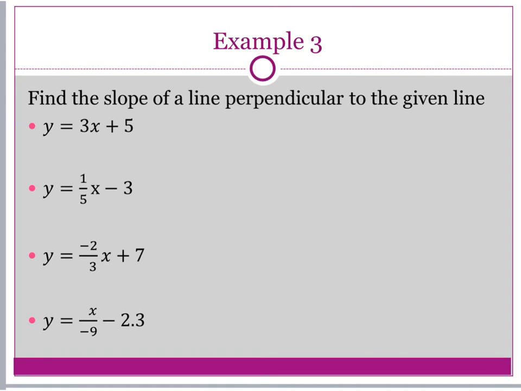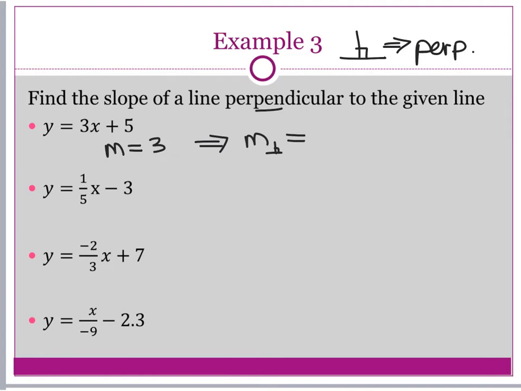So it says, for example 3 here, find the slope of the line perpendicular to the given line. So what I'm going to do is identify my slopes first. So here m is equal to 3, which tells me that m of the perpendicular, and the little symbol that kind of looks like this, implies or can be used for perpendicular to show that something's perpendicular.